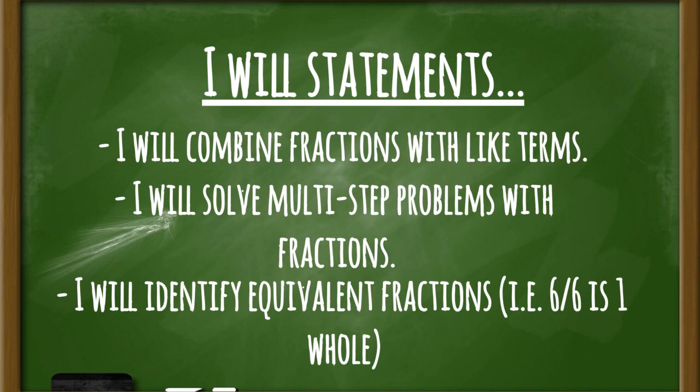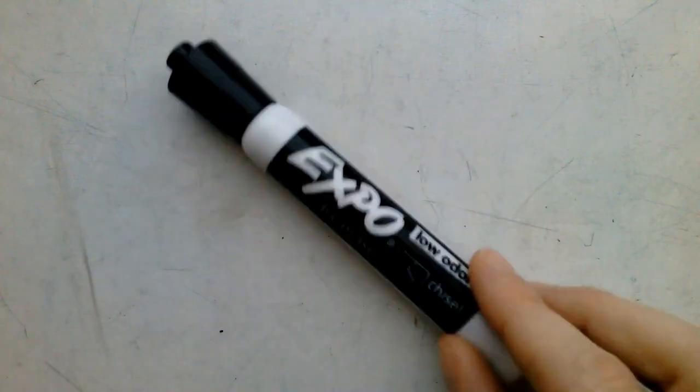Nice job, mathematicians. In the parentheses is an example for us to understand that last I will statement a little more. It is showing us that 6/6 is the same as 1 whole. We will see similar equivalent fractions that we want to be able to identify and spot throughout our lesson. Let's get into it now. For our warm-up activity, you'll need your markers and personal whiteboards. Once you have those materials, we are going to practice with subtracting fractions before we get into today's lesson.